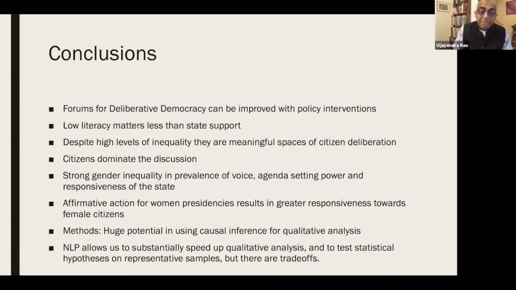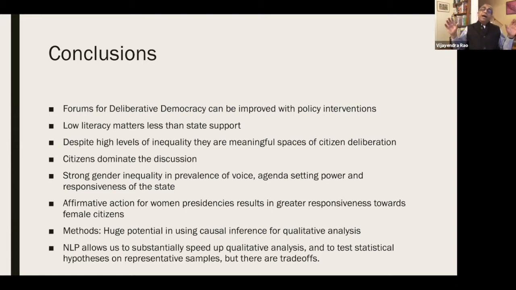Now, on methods, in the book Oral Democracy, I think the thing to take away is there's a lot of potential in applying causal inference thinking to qualitative analysis. Anthropologists and sociologists don't think in those terms. Economists tend to think in terms of causal inference, but combining the two gives you an enormous amount of leverage over understanding what's going on here. There's a fair amount of work going along these lines now, so if you're interested, I can talk about that.